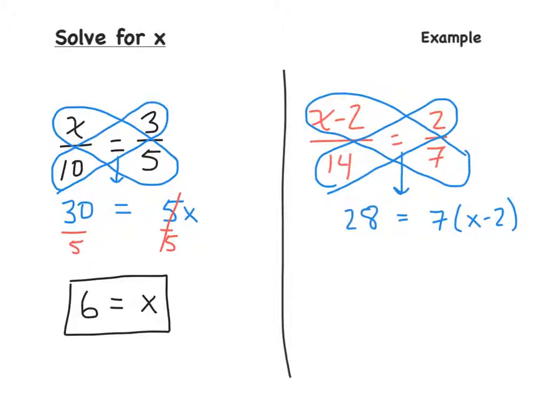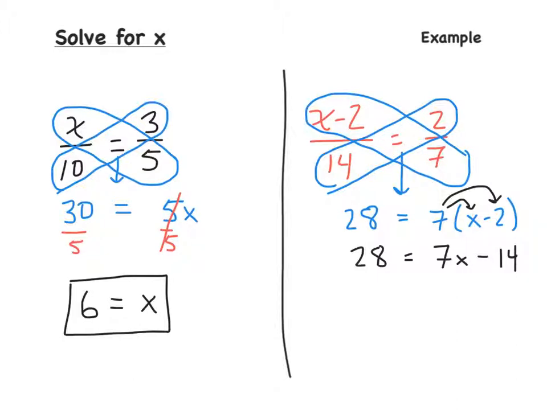Now, if we look at the right side of the equation, we have 7, and right next to it is parentheses x minus 2. Remember, whenever you see a number right next to parentheses, the one thing you can always do is the distributive property. So 7 times x is equal to 7x. Bring down the minus sign. 7 times 2 is equal to 14. Now rewrite it. So now we have 28 is equal to 7x minus 14.